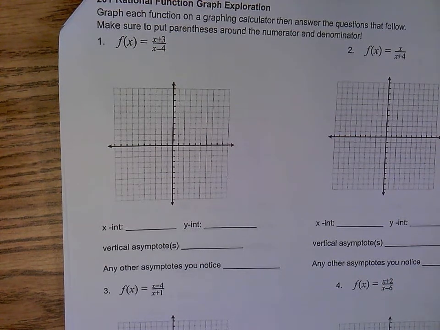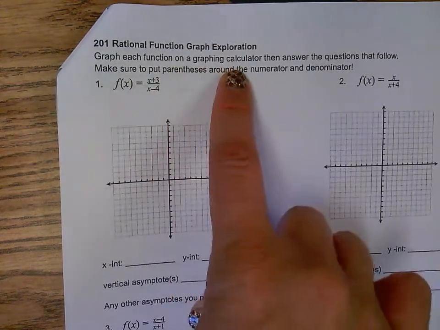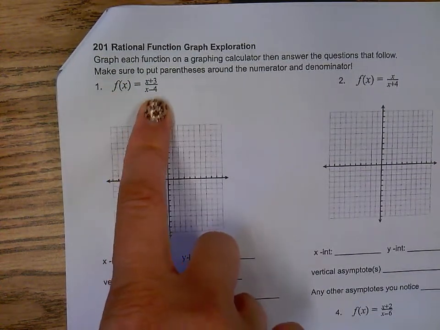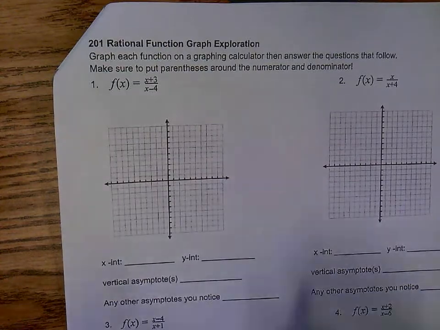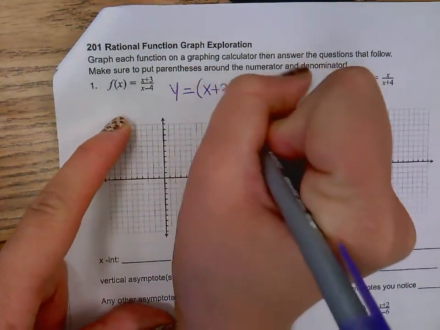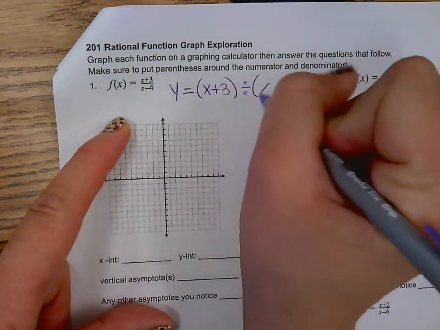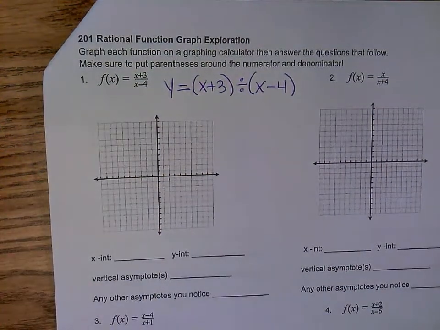So this is page, what did I say, 201. It just says graph each function, answer the questions that follow. My hint is you have to put parentheses around your numerator and denominator. So when you type this into the y equals menu, the x plus 3 in the numerator needs to be in parentheses, and x minus 4 in the denominator needs to be in parentheses.